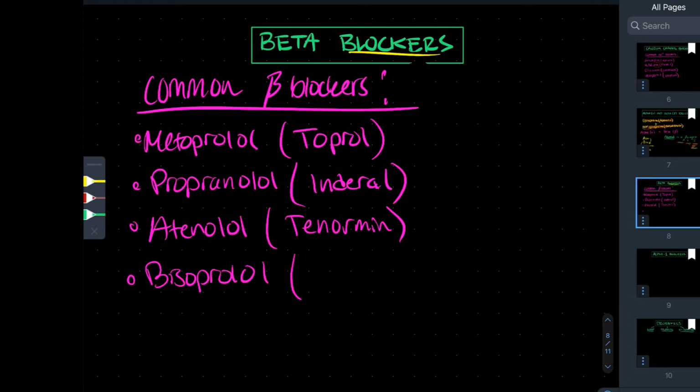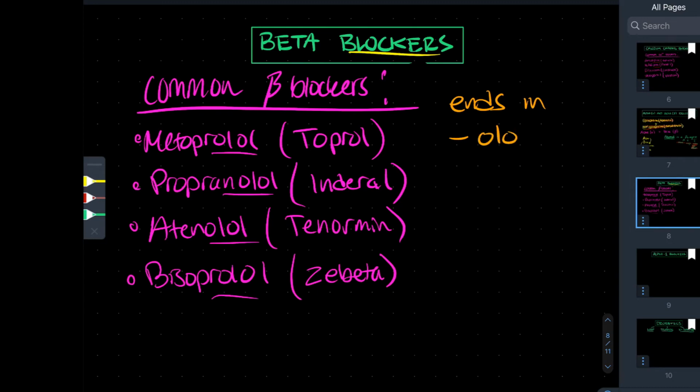And for all of these classes, there are more medications. I'm just giving the ones that you will see the most, because if I tried to show you every single medication, I'd go crazy. There's a lot. So as you can see, the common ending for beta blockers is -olol: metoprolol, propranolol, atenolol, and bisoprolol. And so there's two things I want to mention here. So one, this is really important for metoprolol. I want you to remember this.